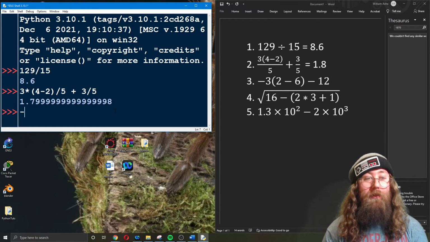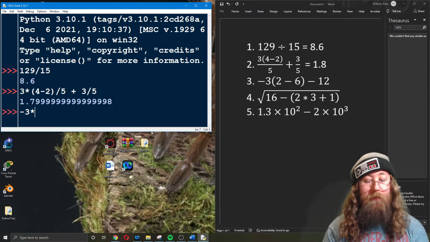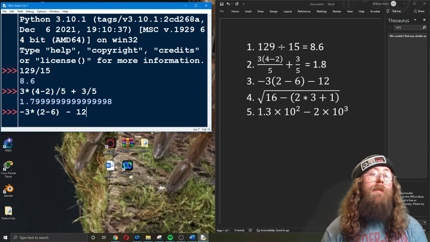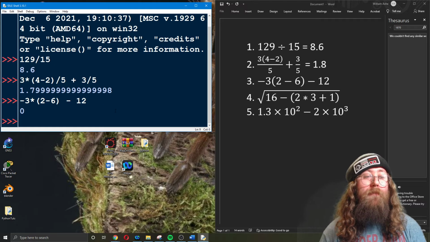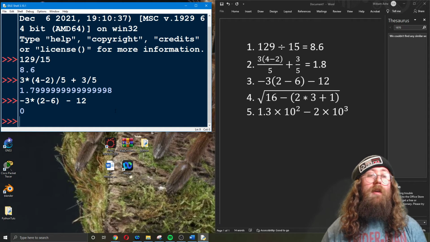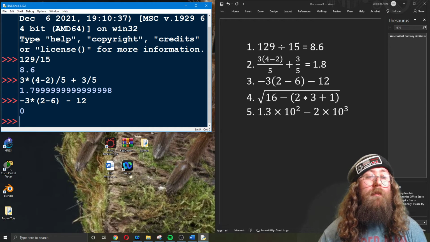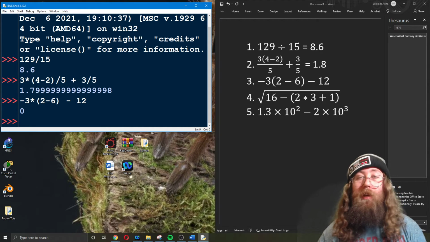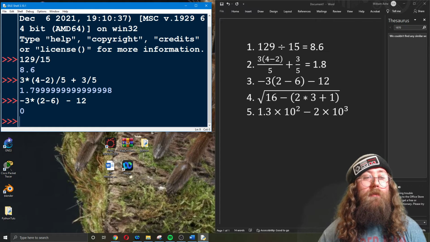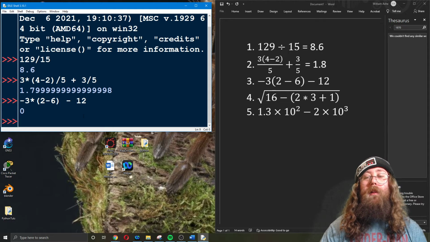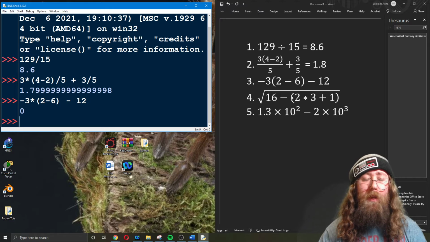Okay, the next one, we have some negative numbers here. So we have a -3 times quantity 2 minus 6, and we're going to take away 12. All right, hit enter, and I get 0. So Python is able to handle these negatives, no problem. -3 times quantity 2 minus 6, well, that would be -4. So -3 times -4 is positive 12. Positive 12 take away 12 is 0. So looking good there.